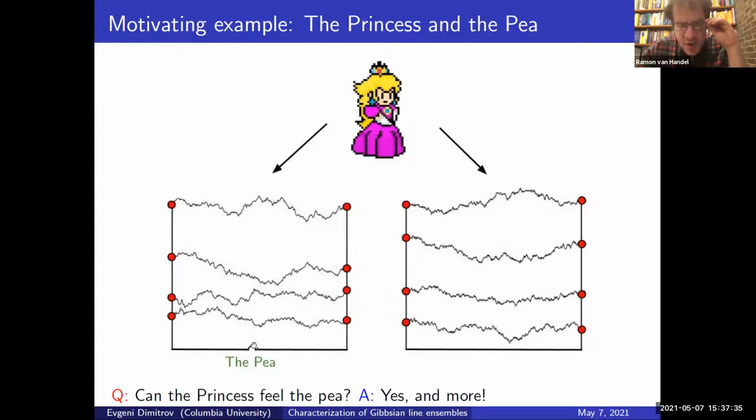Does she feel the law? Does she only get one sample path of the top mattress, or can she tell the law? So this is not a statistical inference question. She knows the law of the top curve. It's not like she gets one sample and based on that she can say whether there is or there isn't a pea. You should imagine that she has infinitely many samples of the top curve.